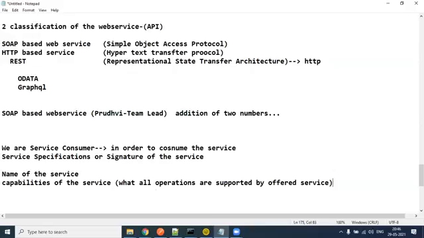See, the service is the ATM service, and within that ATM service there are a lot of operations. So just try to establish that correlation. ATM service, and there are different operations. So what are the different operations? Withdrawal of the amount, mini statement.